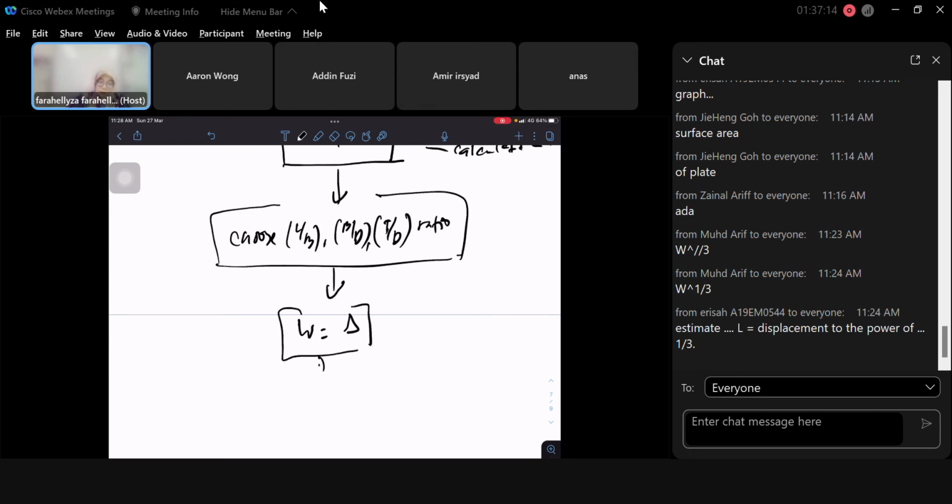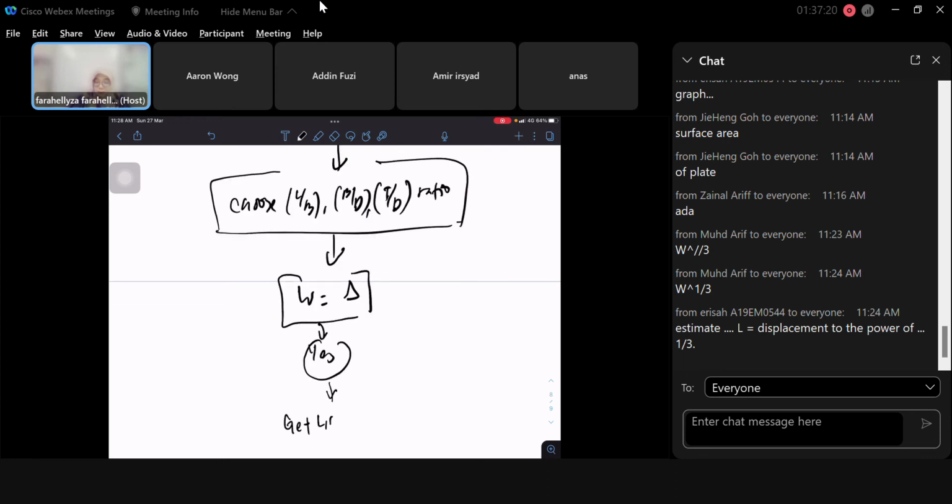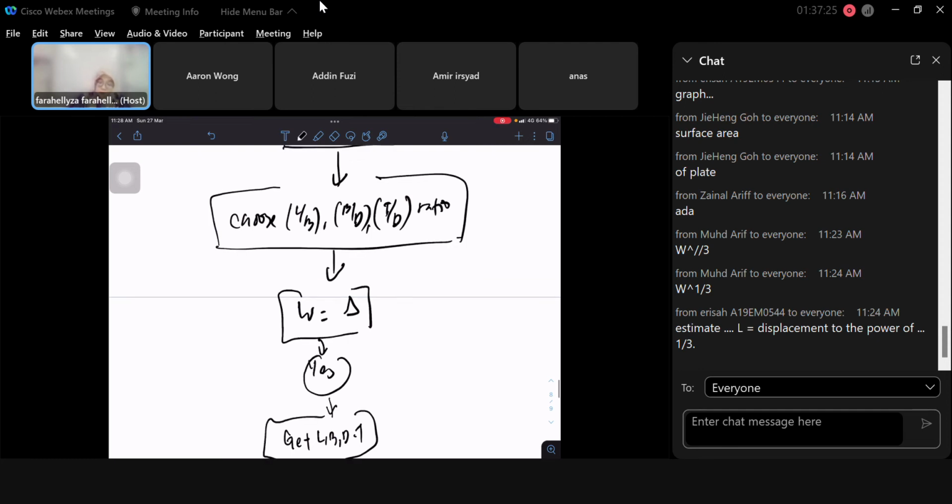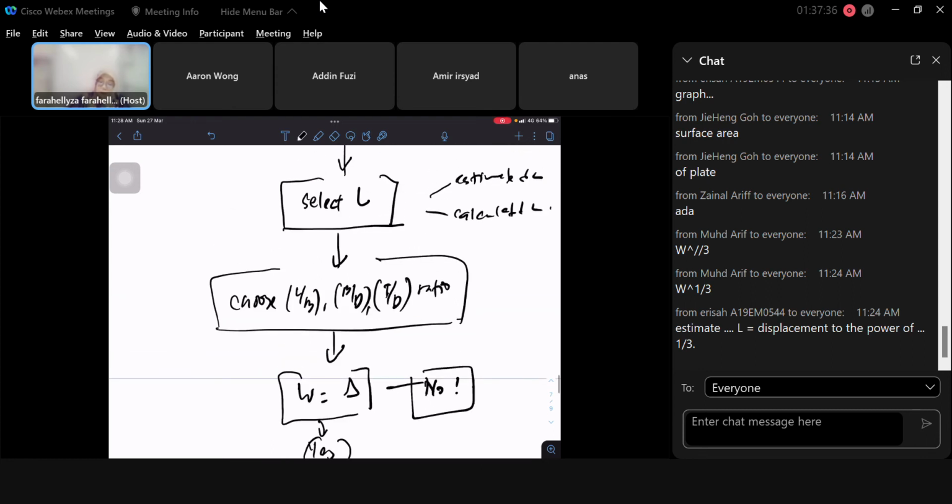If yes, then you can get the LBT. If no, meaning your error is more than 0, then you have to go back to select L. So this is the iteration process. That's how you do the iteration process to determine the main dimensions. What your friends did last time for SEMO3523 is the same process.